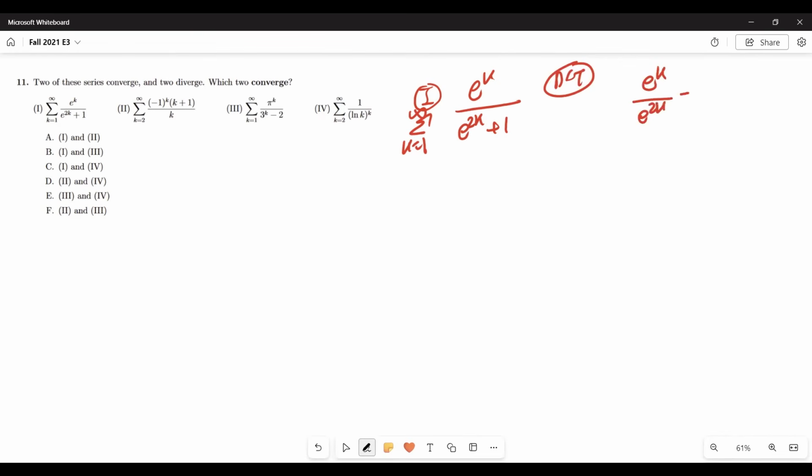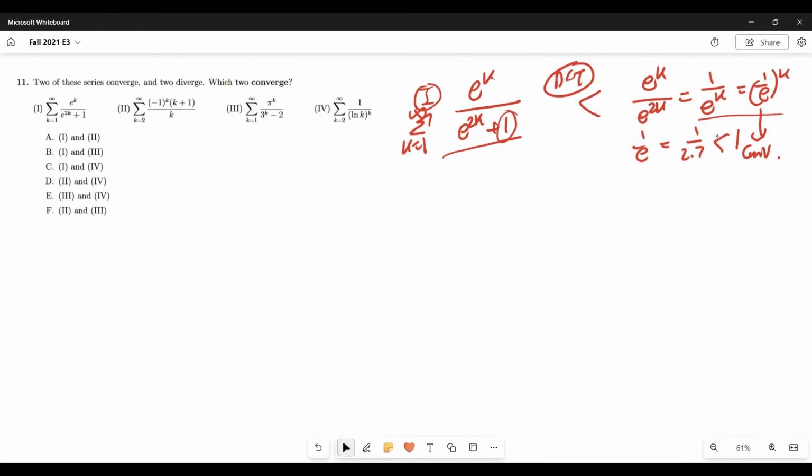This is the same as 1 over e to the k, which you can group as 1 over e to the k power. 1 over e is 1 over 2.7, which is less than 1, so it's going to be converging. Also, if you compare it, this value is bigger because there's plus 1 added. So this is the bigger one, and the bigger one converges, that means the smaller one also converges. That means one is converging.